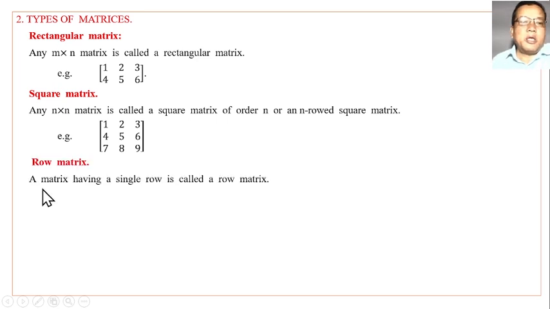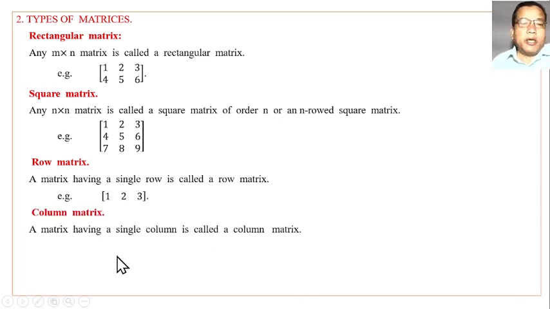Row matrix: a matrix having a single row is called a row matrix. A row matrix can have any number of columns, for example 1, 2, 3 columns, but it has only one row.